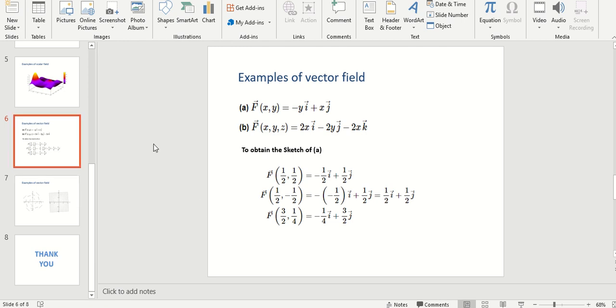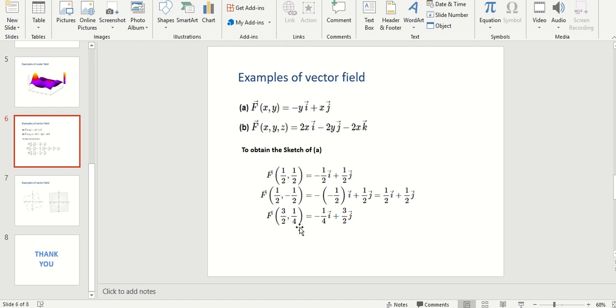Now how to plot this vector field in a graphical plane? Simply we are putting some points randomly. Now in this we are obtaining the sketch of A. Putting the values of x and y as half, half, we are getting this vector point. Secondly, we are putting here half and minus half, that is x equal to half and y equal to minus half. Here we now have this point. This is also a vector point.